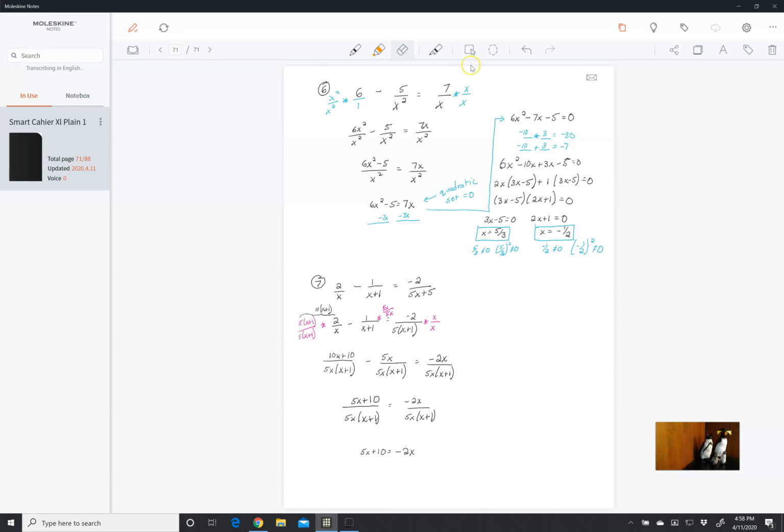This is a linear equation. We always prefer linear equations because we don't have to worry about factoring. We can subtract 5x from both sides, which gives us 10 equals negative 7x. And I'm just going to move this over up here just for space. Divide both sides by negative 7.